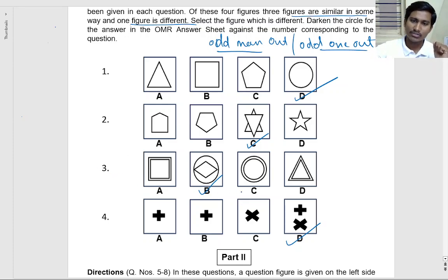Now the third answer. B is the answer, because all the shapes are the same here and B is different. The fourth answer is D.